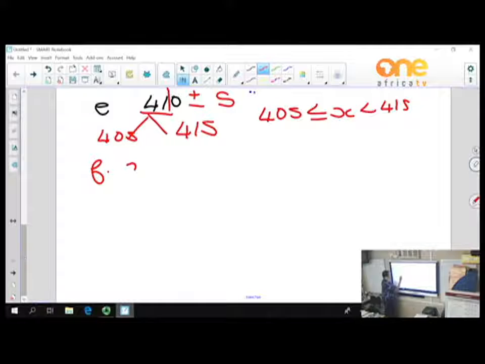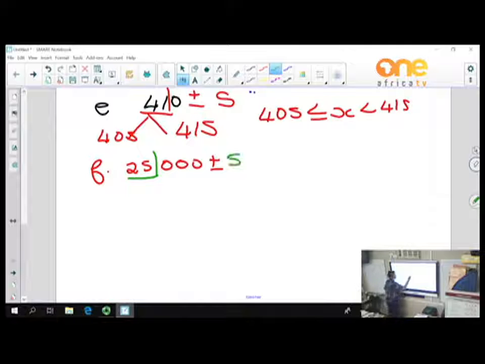And then the last one, 25,000 plus or minus. Now let's look at this one. This is where the two significant figures lie. So this is actually 1,000 that we're looking at, isn't it? So half of it will be 500. So it's plus or minus 500. So the upper bound is then 25,500 and the lower bound is 24,500.